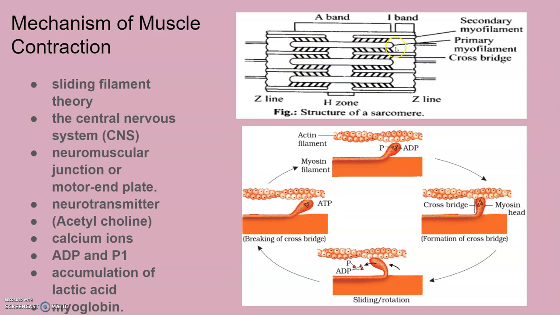So I hope this sliding filament theory explains how these bands slide past over each other due to the process of actin and myosin cross bridge formation, and the cycle is repeated, and so that causes the muscles to contract.